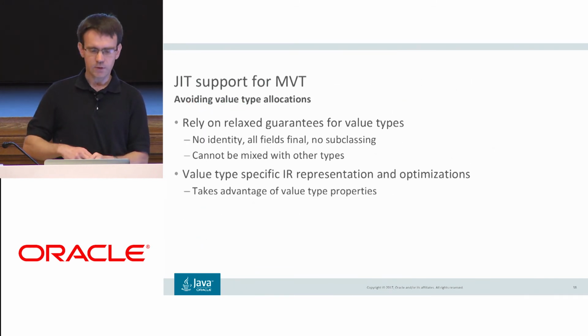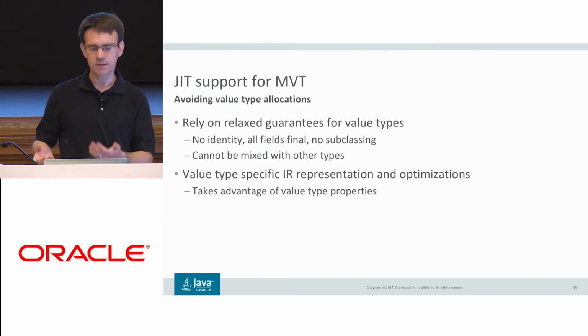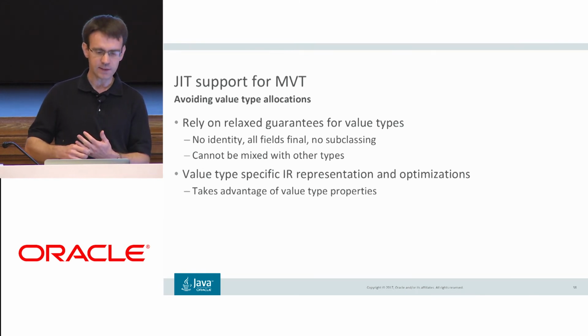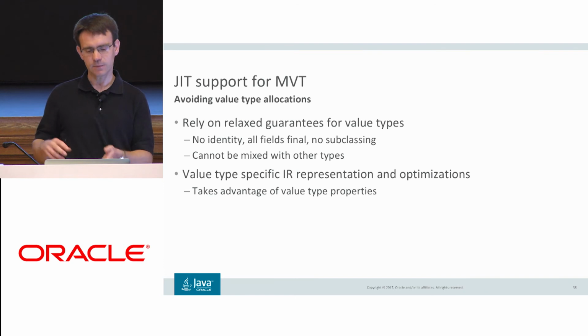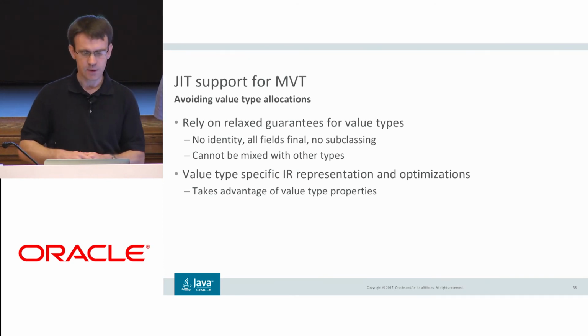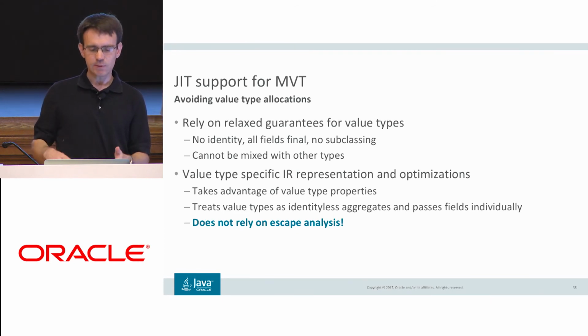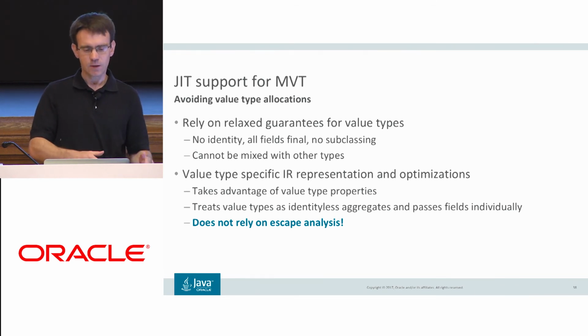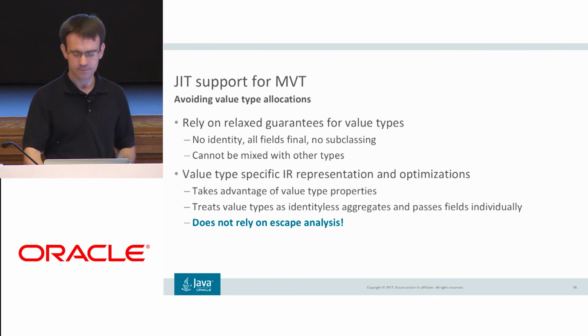The JITs try to avoid allocation, relying on the properties of no identity, all final fields, and no subclassing. They did that by introducing a new representation in the IR of C2 and by implementing completely new optimizations, taking advantage of those properties. Inside C2, value types are treated as identityless aggregates, and each field can be passed or optimized individually. So they are not trying to fix escape analysis by using value types. In fact, they are optimizing value types by themselves without using escape analysis at all.